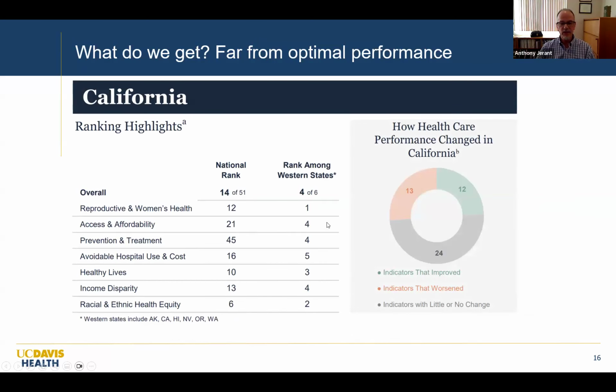You can see, especially compared to our Western state peers, access and affordability, prevention, avoidable hospital use, et cetera, we're down towards the bottom of the 6. And a lot of these indicators don't look so great. 45th in prevention and treatment, which is really interesting. And most of them are either not moving over time, or as many have gotten worse as have gotten better.